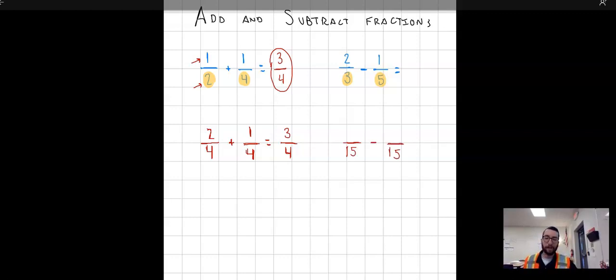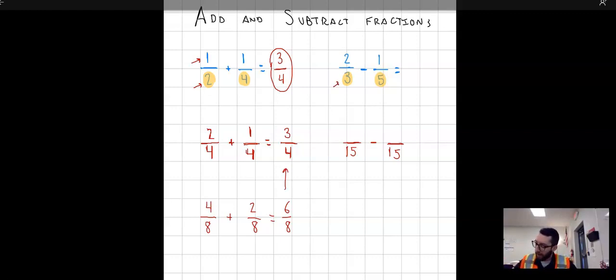If I did that for my first one, 2 times 4 is 8, and so I could have rewritten both of these over 8, right? 4 times 2 is 8, so 1 times 2 is 2. 2 times 4 is 8, so 1 times 4 is 4. And that would have given you 6/8. If you cut each of those in half, half of 6 is 3, half of 8 is 4. You end up with 3/4 either way. Anyways, back to that second problem.